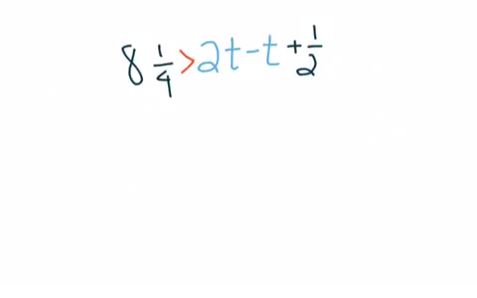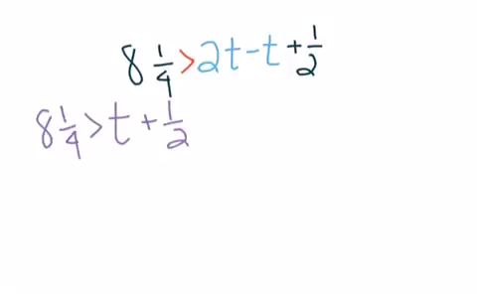So right here we have 8 1/4 is greater than 2t minus t plus 1/2. Our first step is we're going to try to distribute if that's an option, and that's not a current option here. So now we're going to combine like terms on the left and on the right. My left side is already pretty combined and simplified, so I'm going to go over to my right side. So we have 2t minus t plus 1/2. So I'm going to rewrite that as 8 1/4 is greater than 2t minus 1t gives us just a positive t plus 1/2.